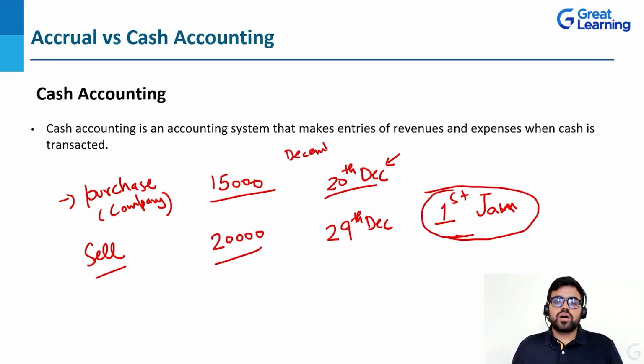Now you have to look at the December account. In the December account, you have paid the money to a company, right? To the phone manufacturing company. So that will show me a loss of 15,000 as the money has gone out of you. Similarly, in case of the January account, since the entry is made in January, in the January account it would show me a profit of 20,000.